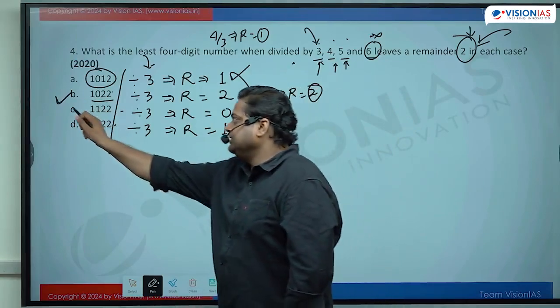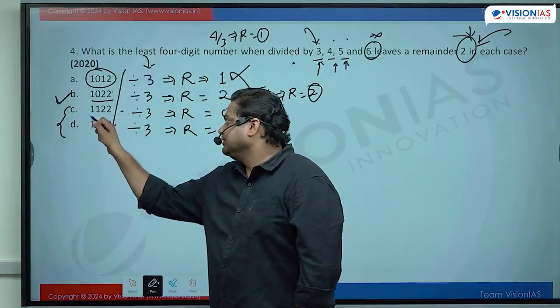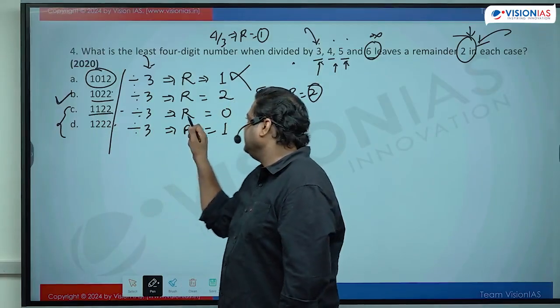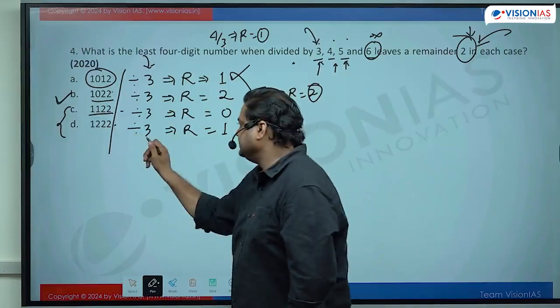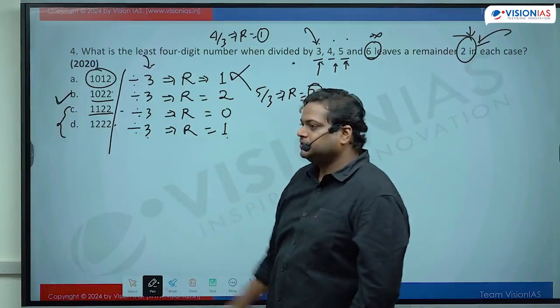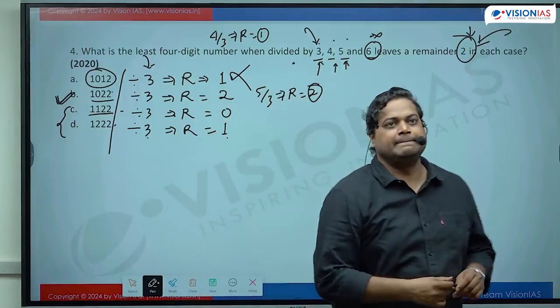But we need to check these two also. इसमें सारे ही चेक करना है. 1, 1, 2, 2 को divide by 3 कर रहे हैं, what remainder we are getting? 0. Here 3 से divide कर रहे हैं, we are getting remainder 1. So only one possibility we have, 1, 0, 2, 2.